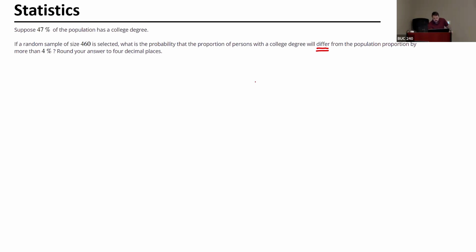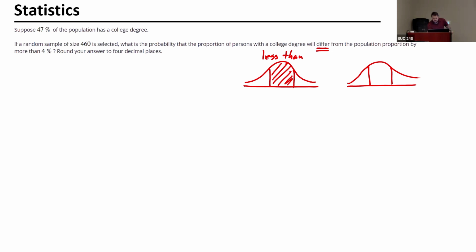Let's remember, I gave you some hints. I drew you two different little normal curves the other day. I said, if this one is less than, this one here is more than. Remember whenever you see that word differ? Being that we're dealing with more than, this is what my normal curve is going to look like, right? Things are outside of my bounds, okay?